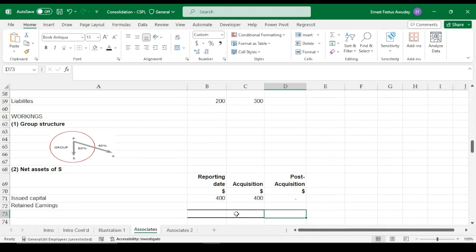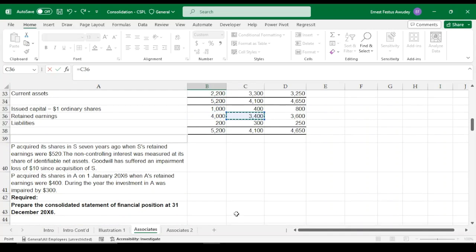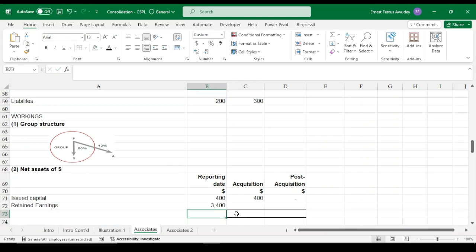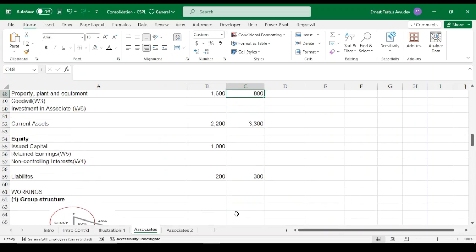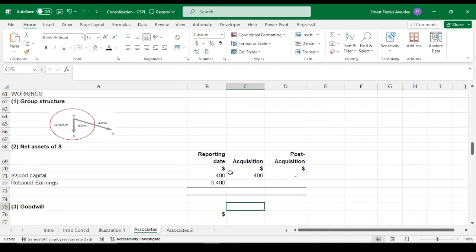All right, right there. Then for the retained earnings, we know that at the reporting date, we can find that within the separate financial statements. So that is 3,400. And then at acquisition date, we've been told that the retained earnings as at the time S was acquired was 520. So quickly I'll come here and I'm going to write my 520 here.